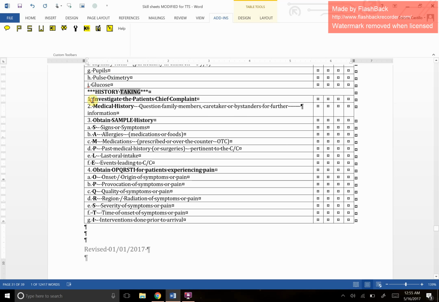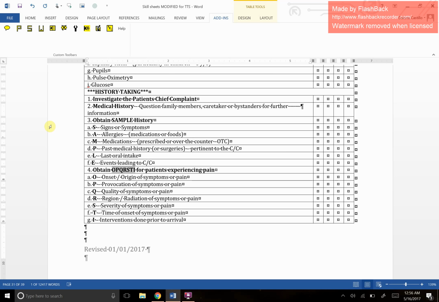History taking. 1. Investigate the patient's chief complaint. 2. Medical history. Question family members, caretaker, or bystanders for further information. 3. Obtain SAMPLE history. A. Signs or symptoms. B. Allergies, medications or foods. C. Medications, prescribed or over-the-counter, OTC. D. Past medical history, or surgeries, pertinent to the C/C. E. Last oral intake. F. Events leading to C/C.